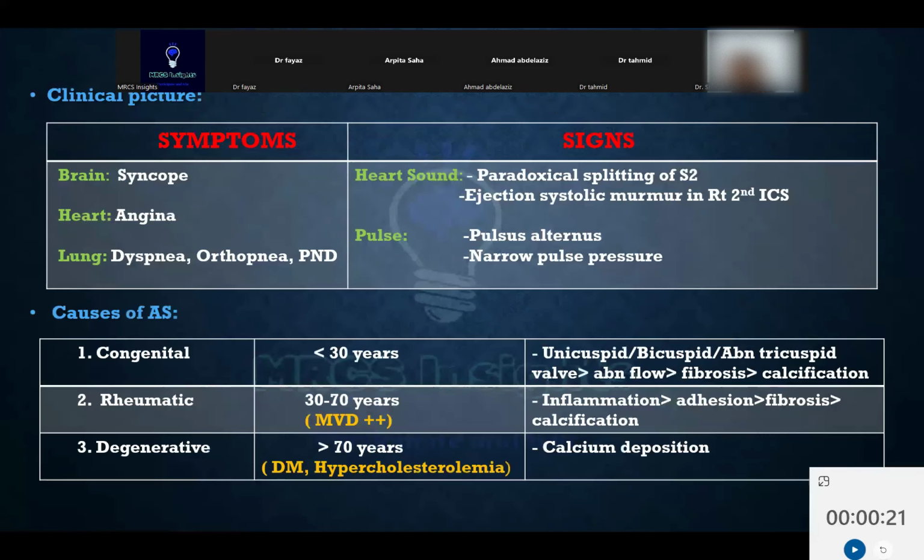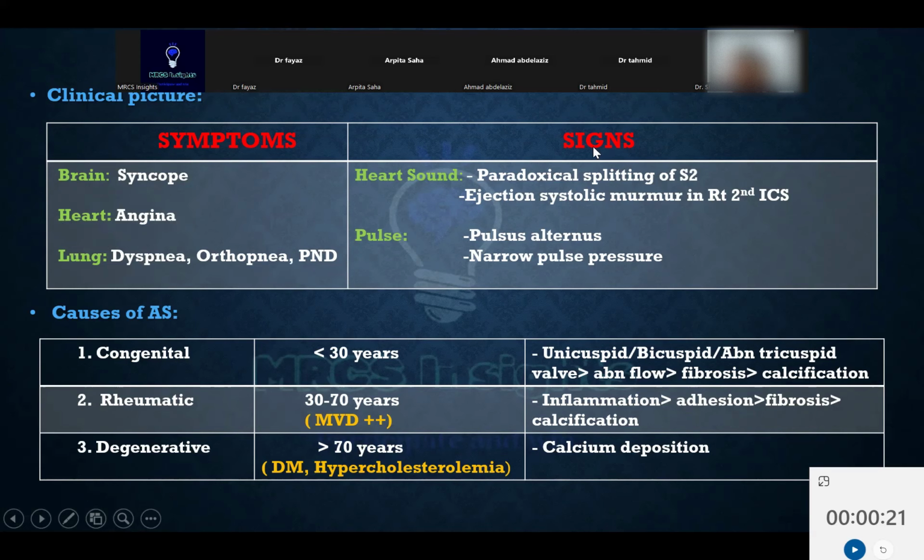Okay, let's see some confusing topics. Aortic stenosis was our station, right? So what are the clinical pictures of aortic stenosis? We'll get some symptoms. Try to remember like this. In the brain, there will be less blood supply, so what will happen? Syncopal attack. In the heart, there will be less blood supply, so anginal pain. In the lung, there will be dyspnea, orthopnea, and paroxysmal nocturnal dyspnea. Try to remember these major organs and symptoms, and you will never forget in your exam.